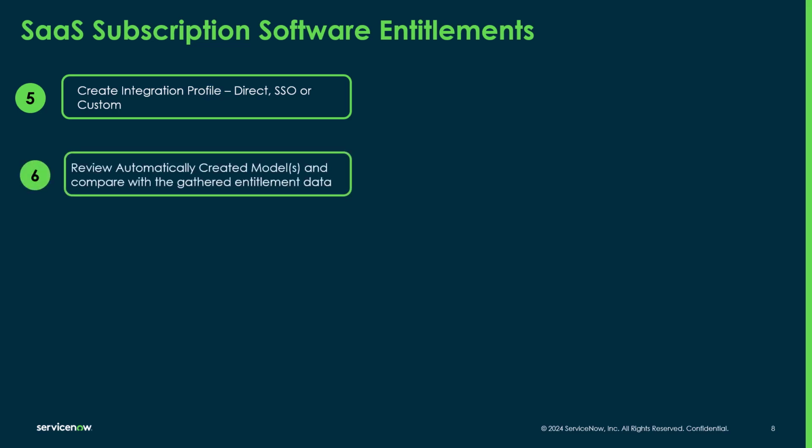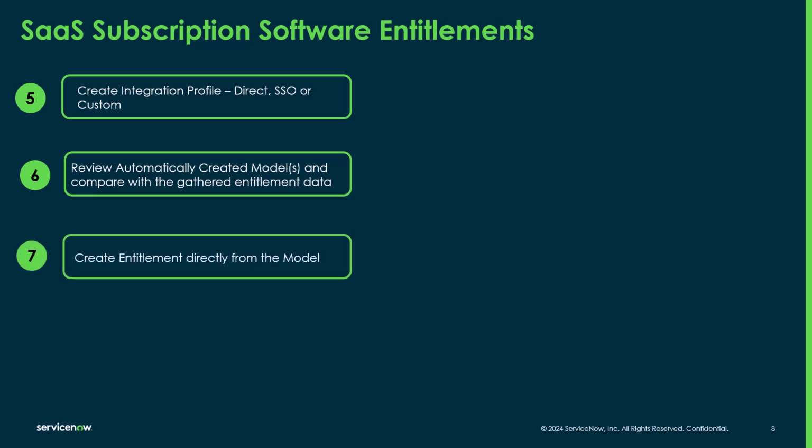So once the integration's been completed, you're going to want to review the software models that were automatically created. You're going to want to compare these models with the information you've gathered from your contractual and procurement data, just like you did on-premise. And then you're going to want to begin entering the entitlements or gathering any missing entitlement data. So you're going to want to take a look at the models that were created automatically, and that's the difference, right? And then create your entitlements.